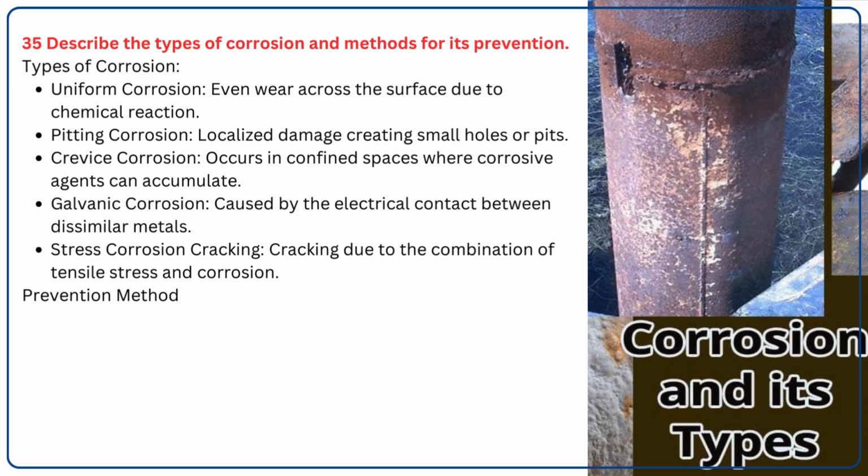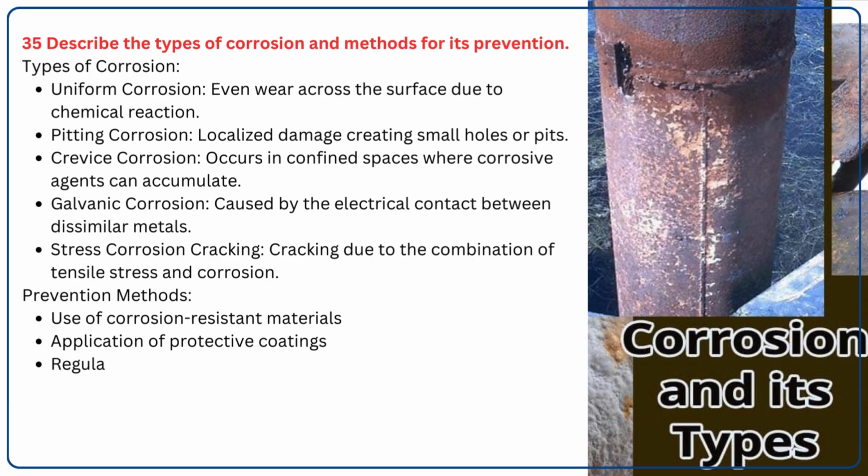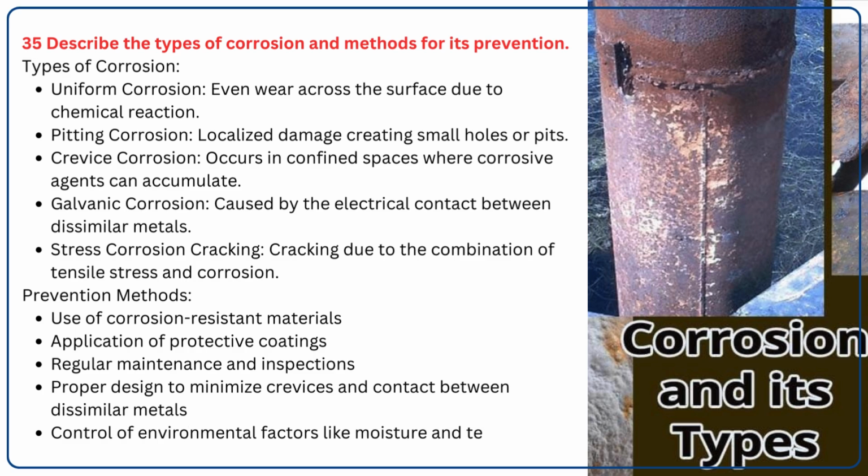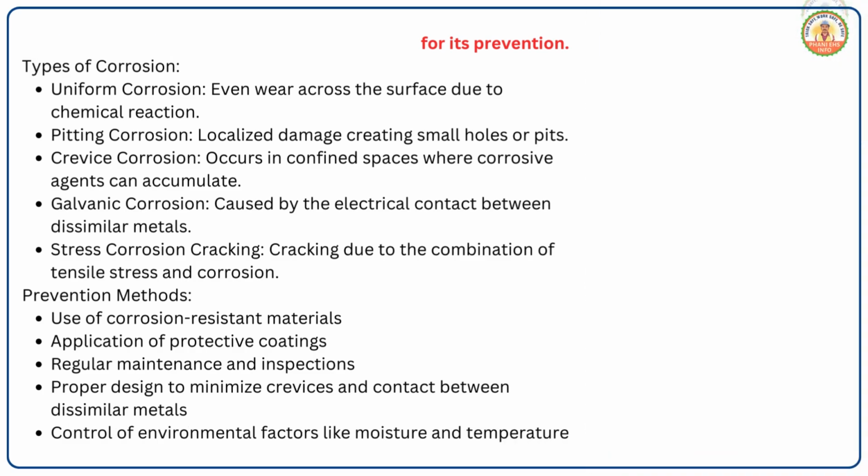Prevention methods: use of corrosion-resistant materials. Application of protective coatings. Regular maintenance and inspections. Proper design to minimize crevices and contact between dissimilar metals. Control of environmental factors like moisture and temperature.